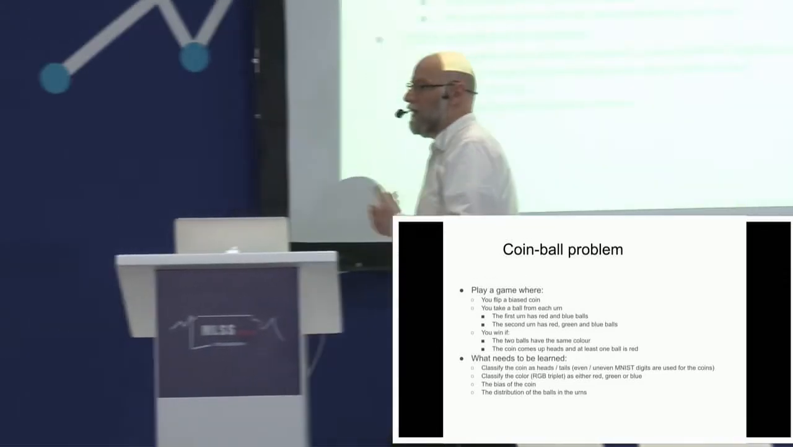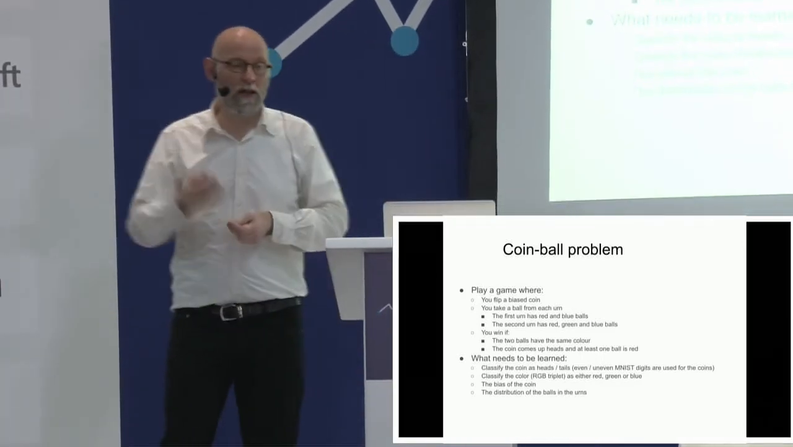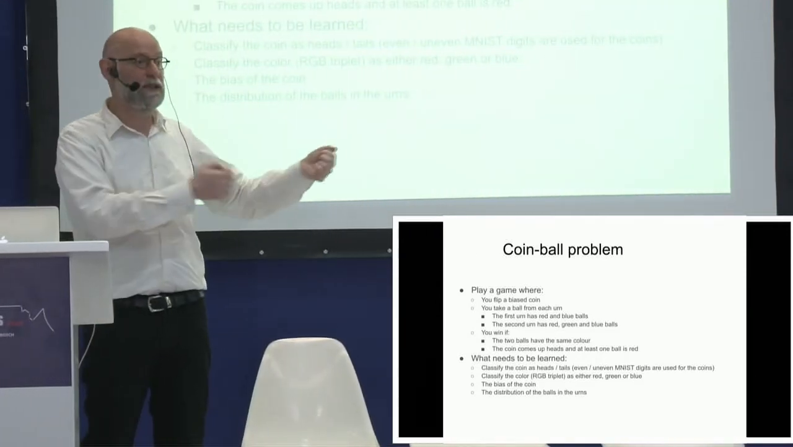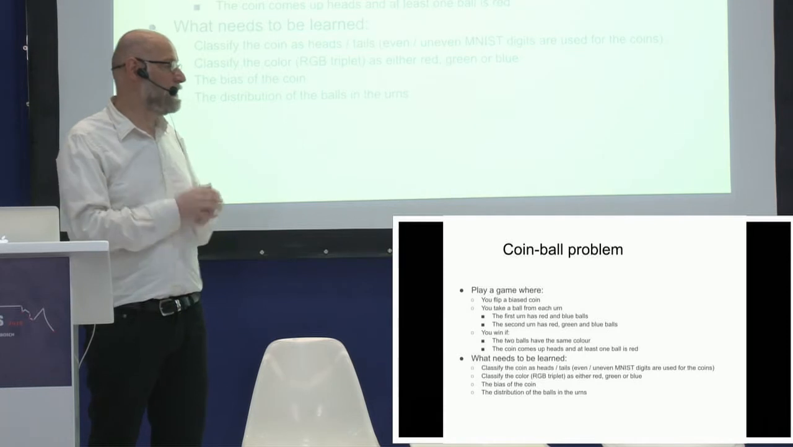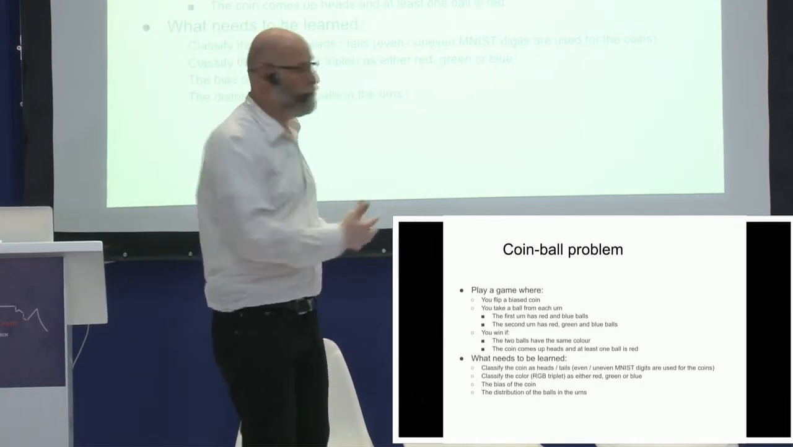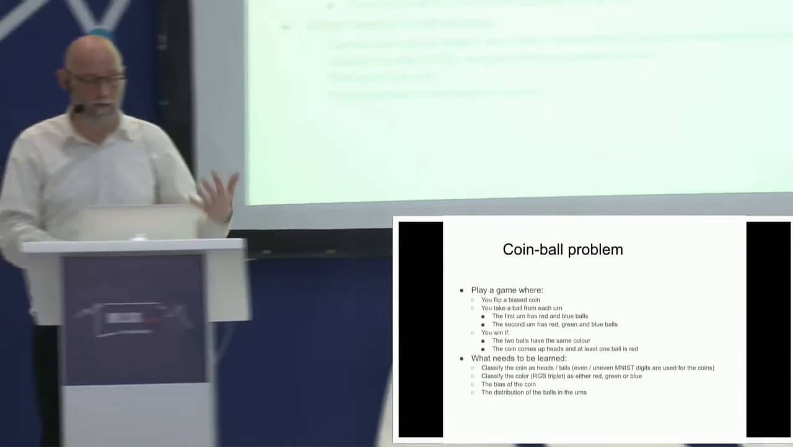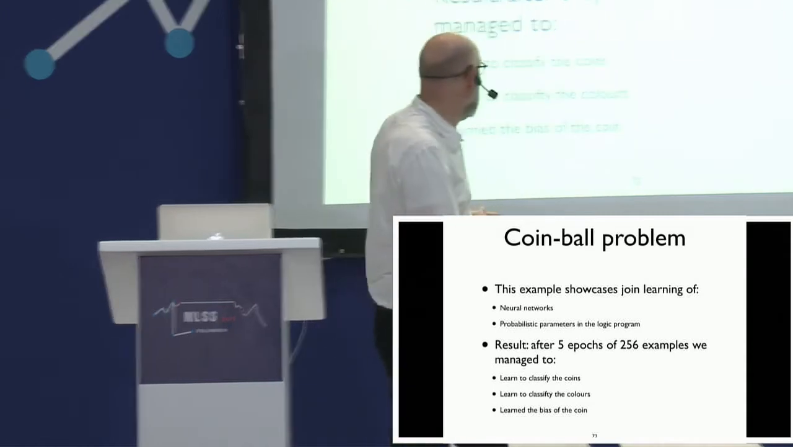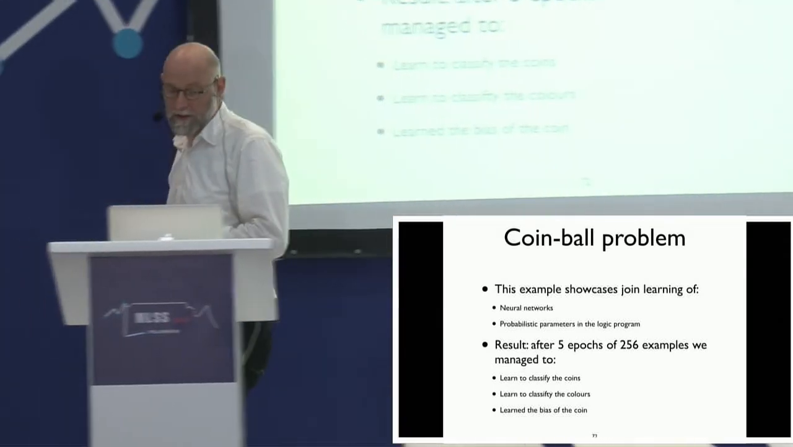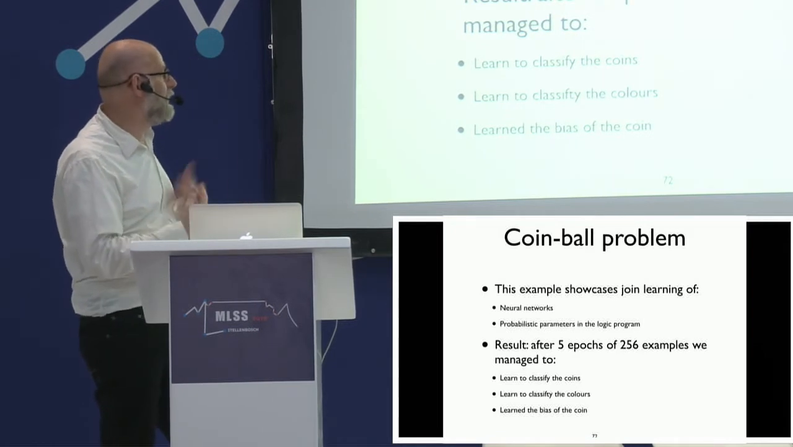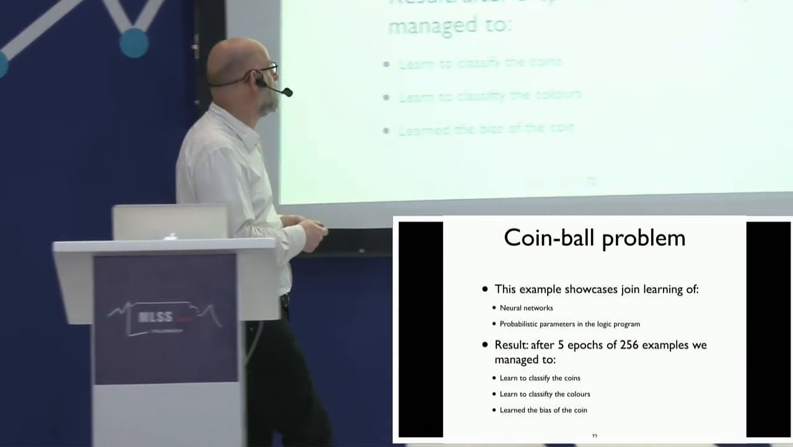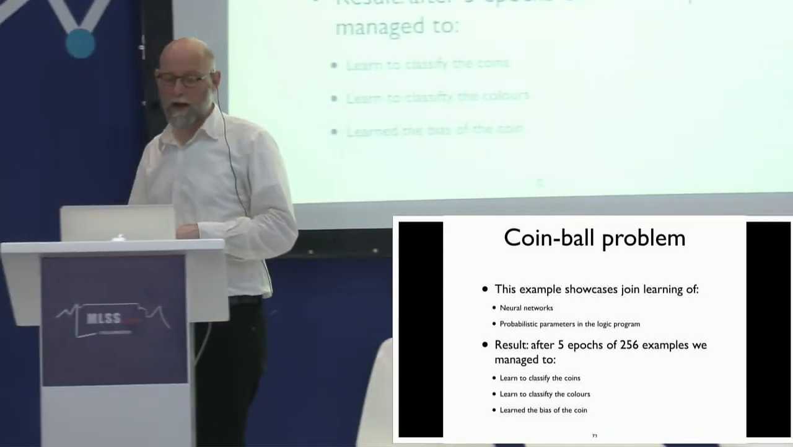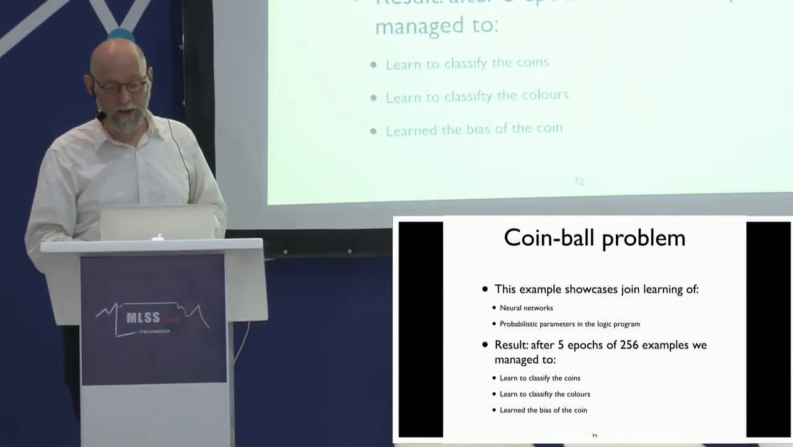And instead of getting the head or tail of the coin, we also showed it even or odd MNIST images to, in a sense, show that you can do this from perception, from the images alone. And the example worked reasonably well. After about 250 examples and five epochs of training, we managed to learn to classify the coins correctly. We learned to classify the colors correctly. And we also learned the bias of the coin, like what's the probability that it will come up heads or tails.